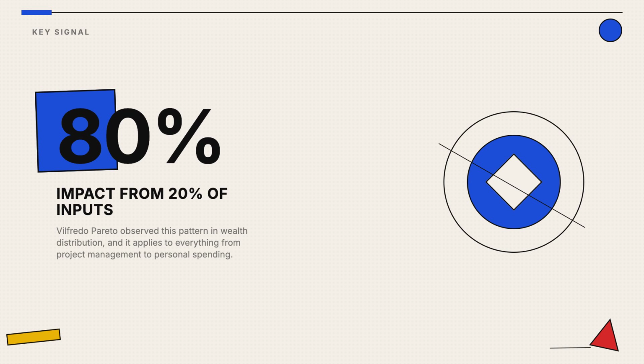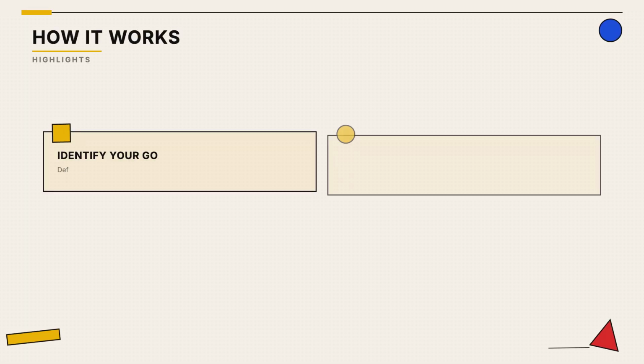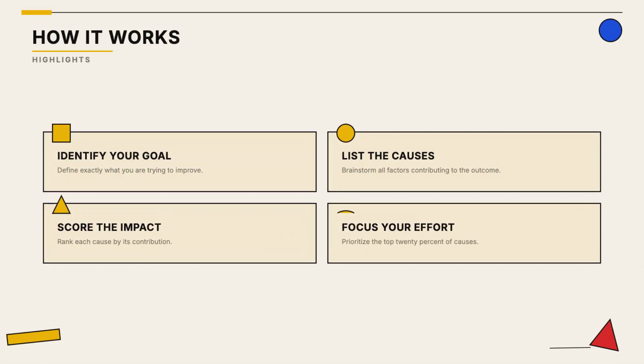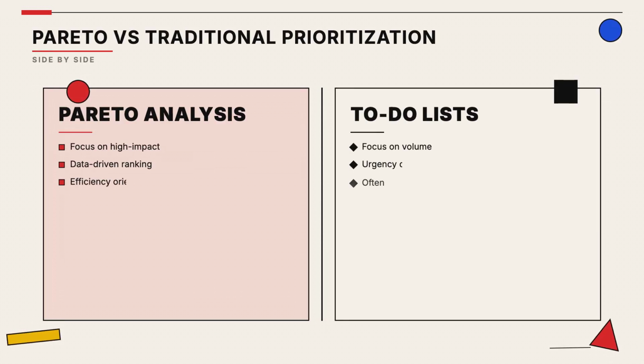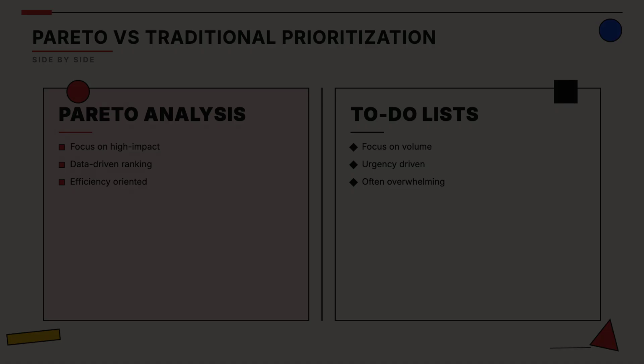Focusing on the vital few inputs can lead to much better outcomes. To use this, list out your tasks or expenses, rank them by impact, and double down on the ones that move the needle most. Unlike a standard to-do list that treats all tasks as equal, Pareto analysis forces you to identify where your effort is best spent.